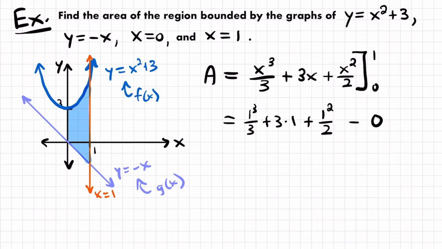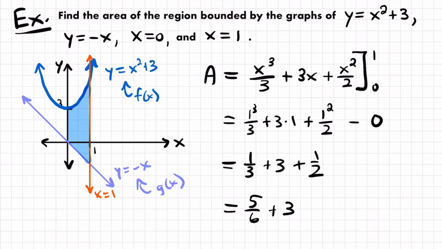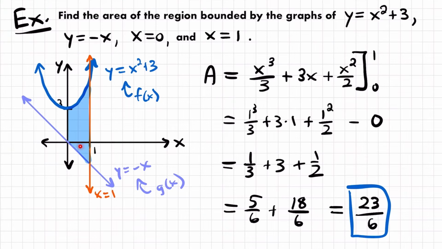All right, and so if we simplify what we have here, this will be equal to 1/3 plus 3 plus 1/2. Now 1/3 plus 1/2 is equal to 5/6, so this will be equal to 5/6 plus 3, and 3 could be rewritten to be 18/6, so we'll have 18/6, and so if we add 5 and 18, since we have a common denominator, this will be equal to 23/6.